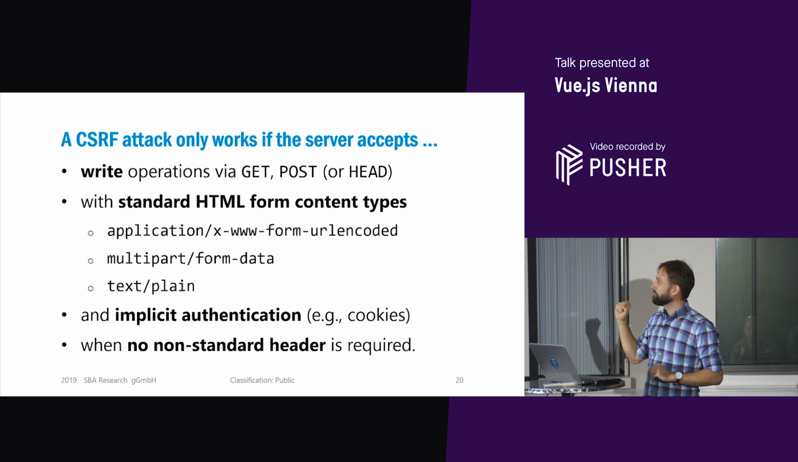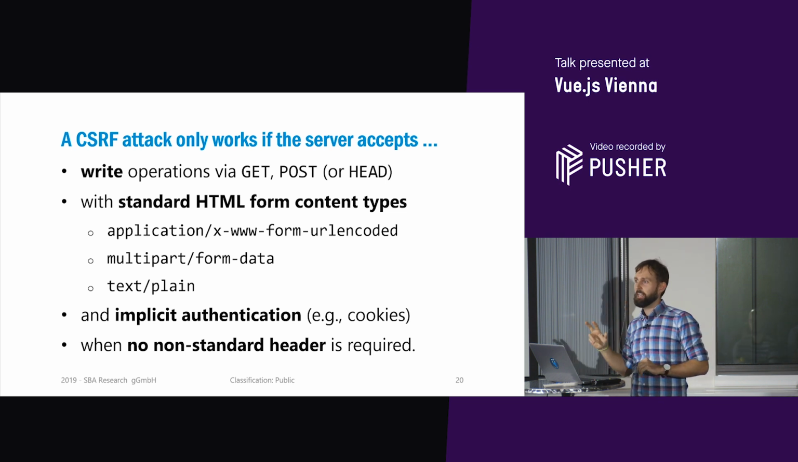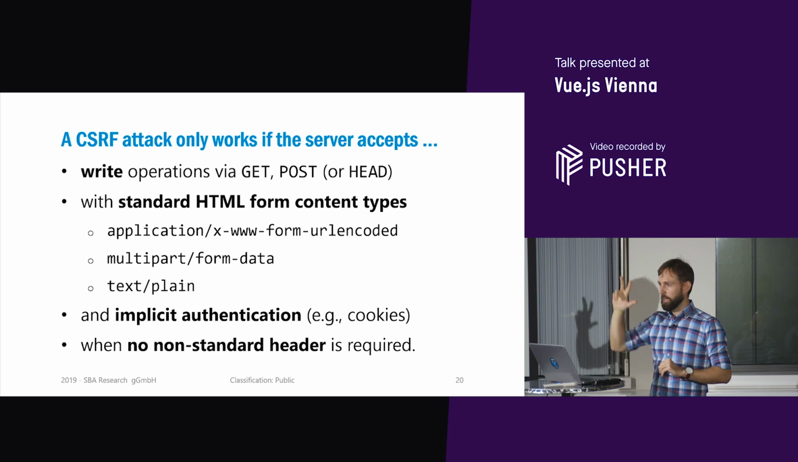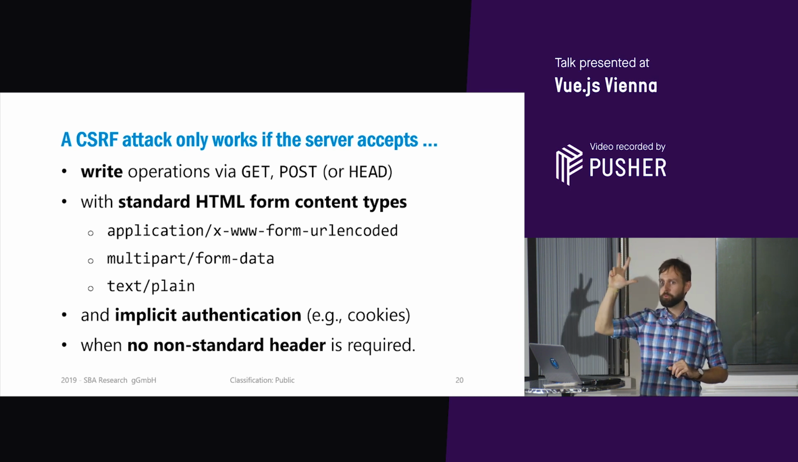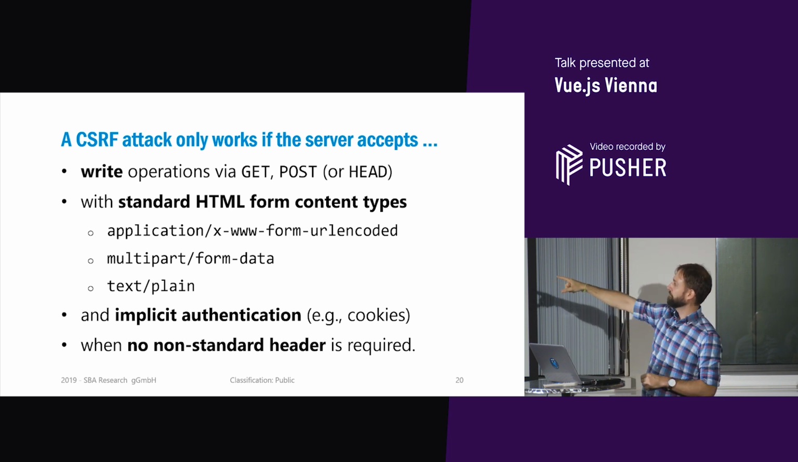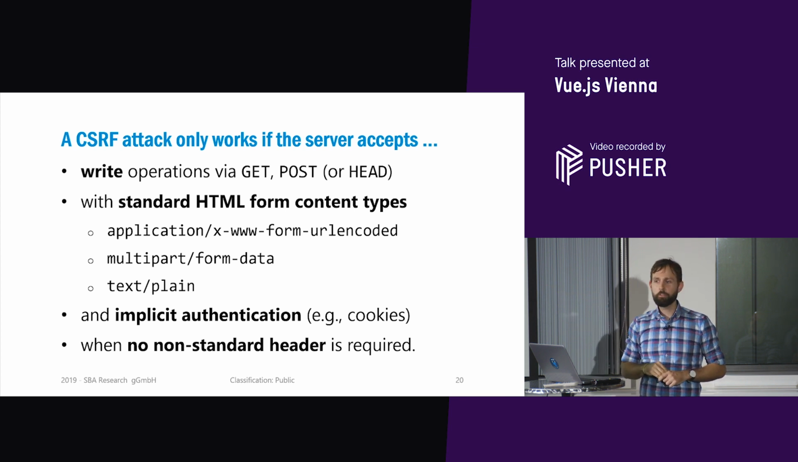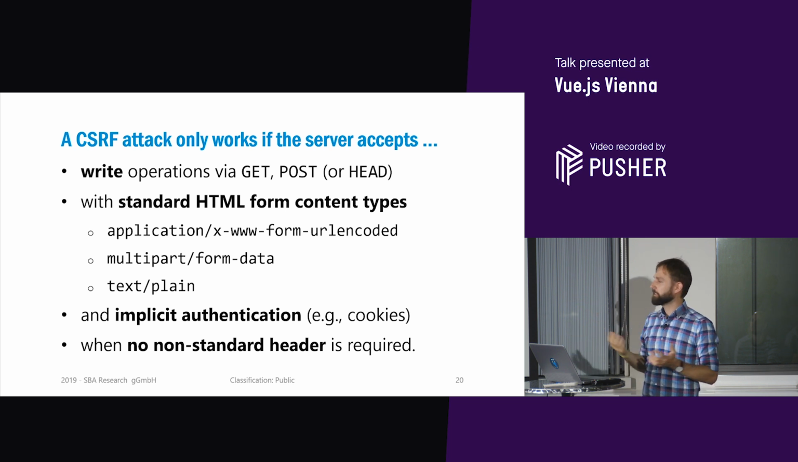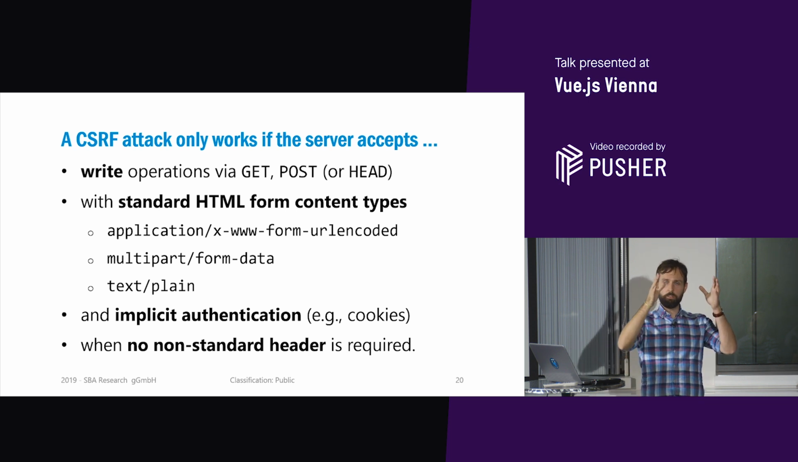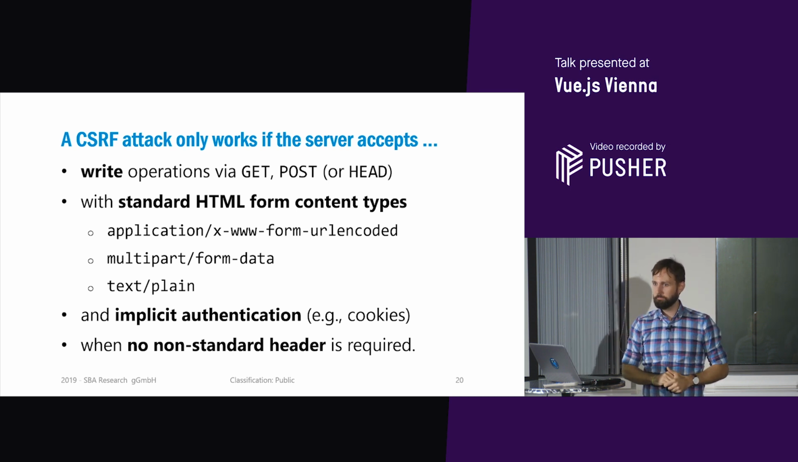Also, the server needs to accept the 3 standard content types that are supported in forms. There are only 3. HTML forms can only do 3 things. They can't do JSON. No, I tried it. It can't. It can be application/x-www-form-urlencoded. It can be multipart/form-data. What's the second one used for usually? For file uploads, exactly. And text/plain is also supported. That's the parameter name and the value, just one line after the other.